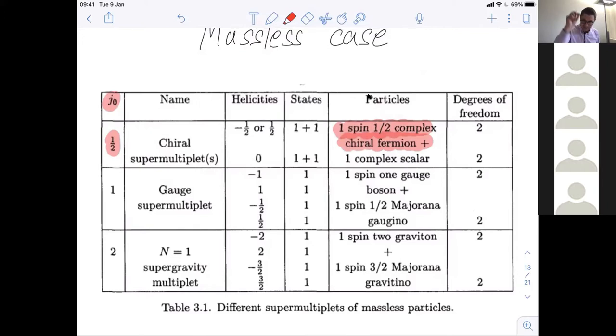So this is J0, that's the highest state, and then we act with the supercharge, it will lower the helicity, and we will have this one. It's a complex scalar. So this is the so-called chiral supermultiplet. The chiral supermultiplet contains a Weyl fermion and a complex scalar. Both of them have the same number of degrees of freedom. The degrees of freedom are 2 and 2.